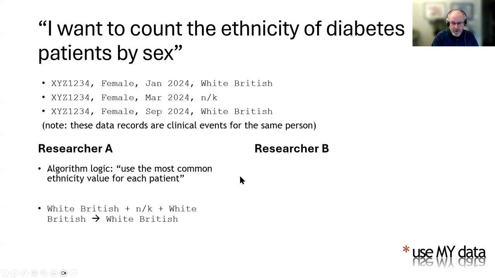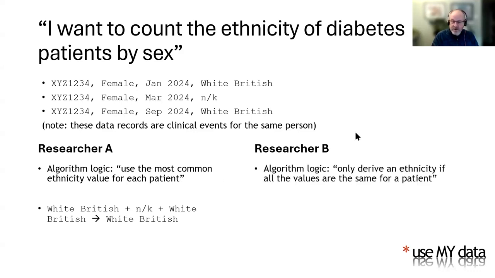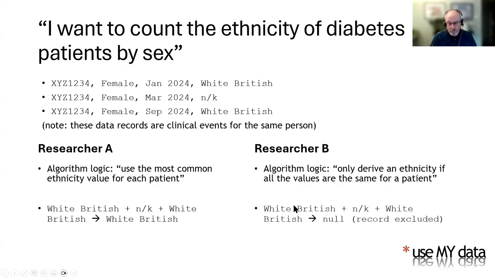Researcher B is 100 miles away. They're trying to do the same thing. But their logic says, well, I'm only going to derive the values where the values are the same for each. In this case, they'll say, oops, I've got white British, not known, white British. So actually, they're not all the same. I'm going to say no. I'm going to be very safe. I'm going to exclude that from my results. Now, the researchers could be working with exactly the same problems, exactly the same questions with exactly the same data, but their answers are going to be different because their logic is different. Both are valid. There are clear reasons why somebody might want to take that decision when they're trying to derive ethnicity, and they come up with different results.